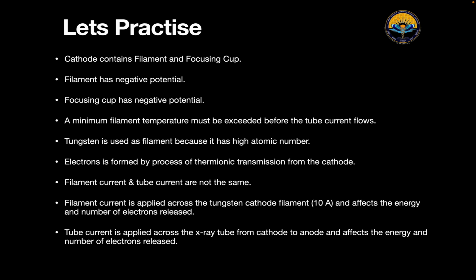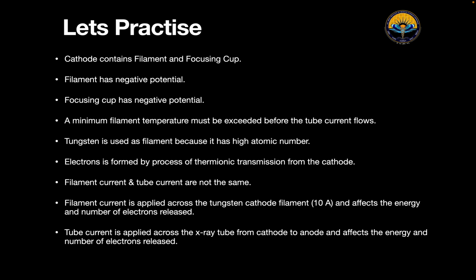So cathode contains filament and focusing cup. Filament has a negative potential. Focusing cup has a negative potential. A minimal filament temperature must be exceeded before the tube current flows. Tungsten is used as a filament because it has higher atomic number. Electron is formed by a process of thermionic transmission from the cathode.